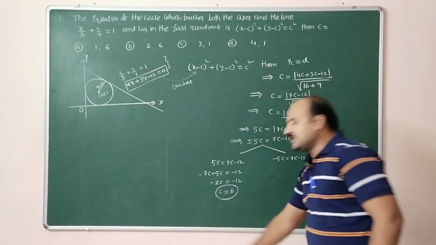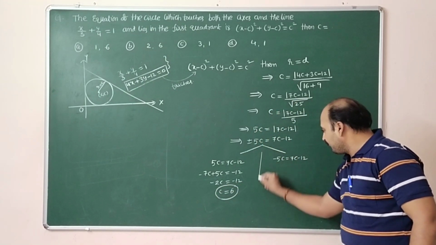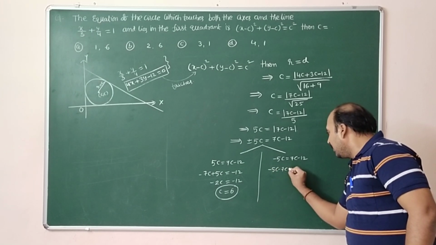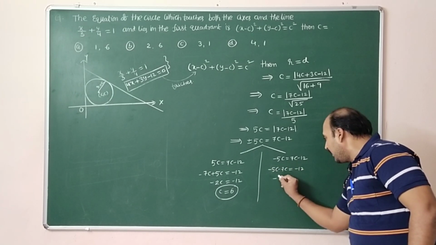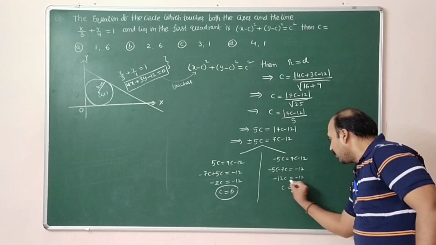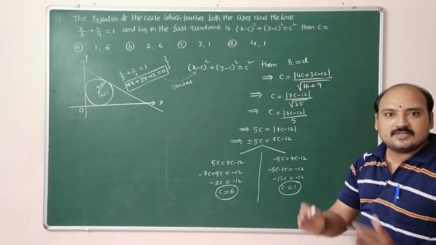C is equal to 6, and 7c we can take this side, minus 5c minus 7c is equal to minus 12. So minus 12c is equal to minus 12. So c is equal to 1. So c is equal to 1, c is equal to 6.